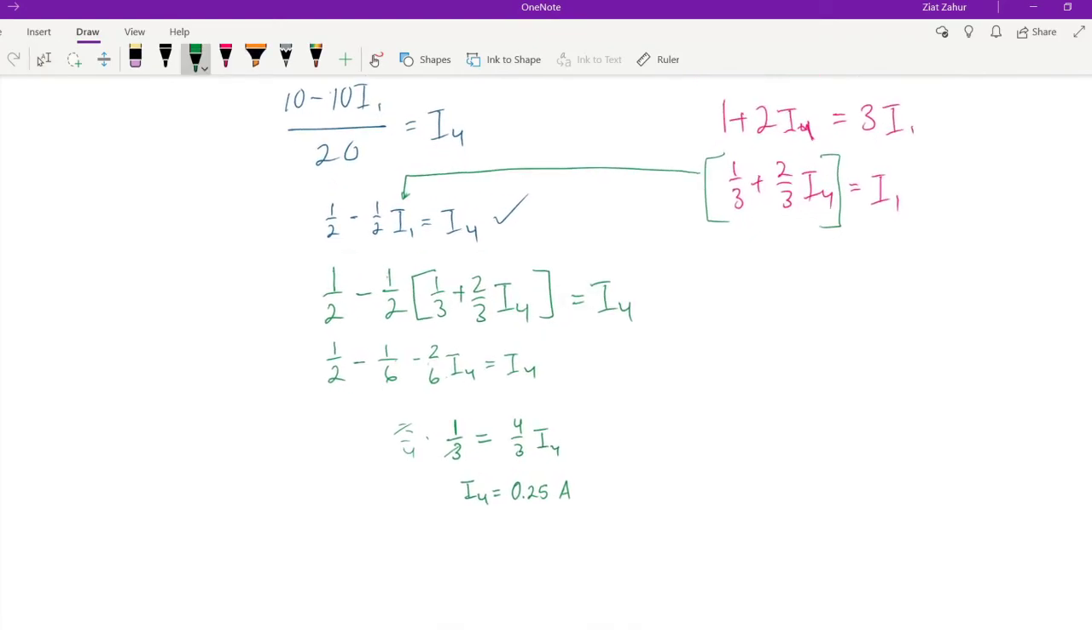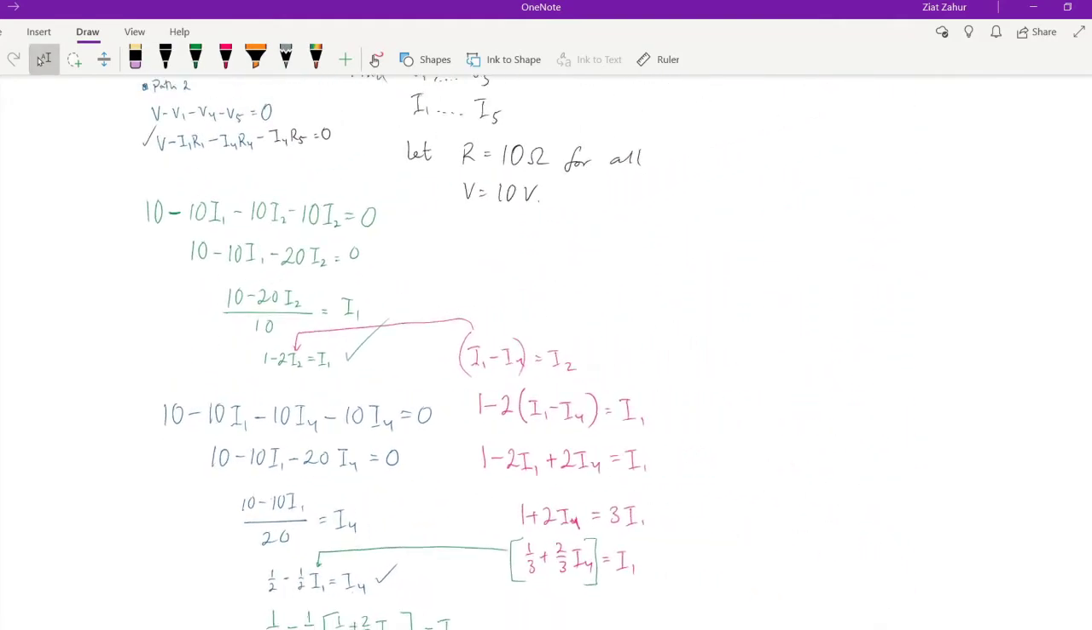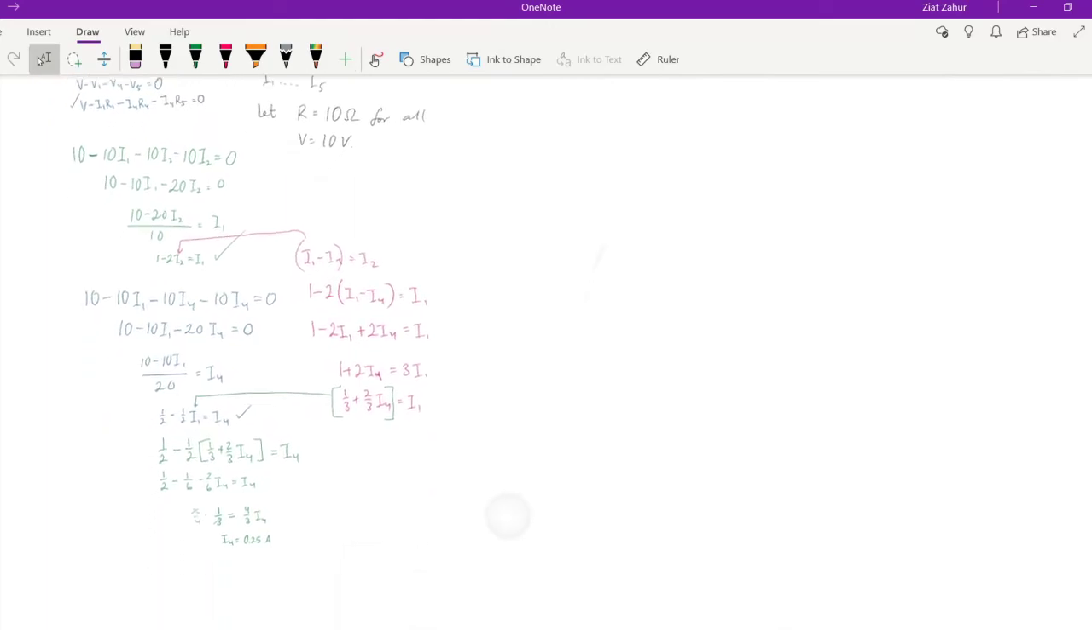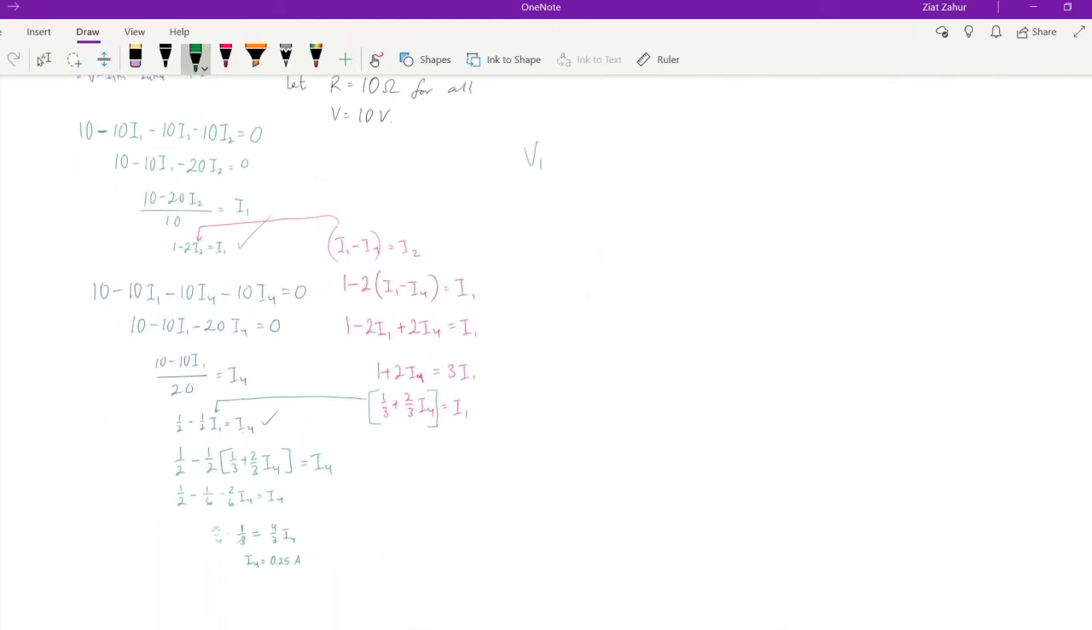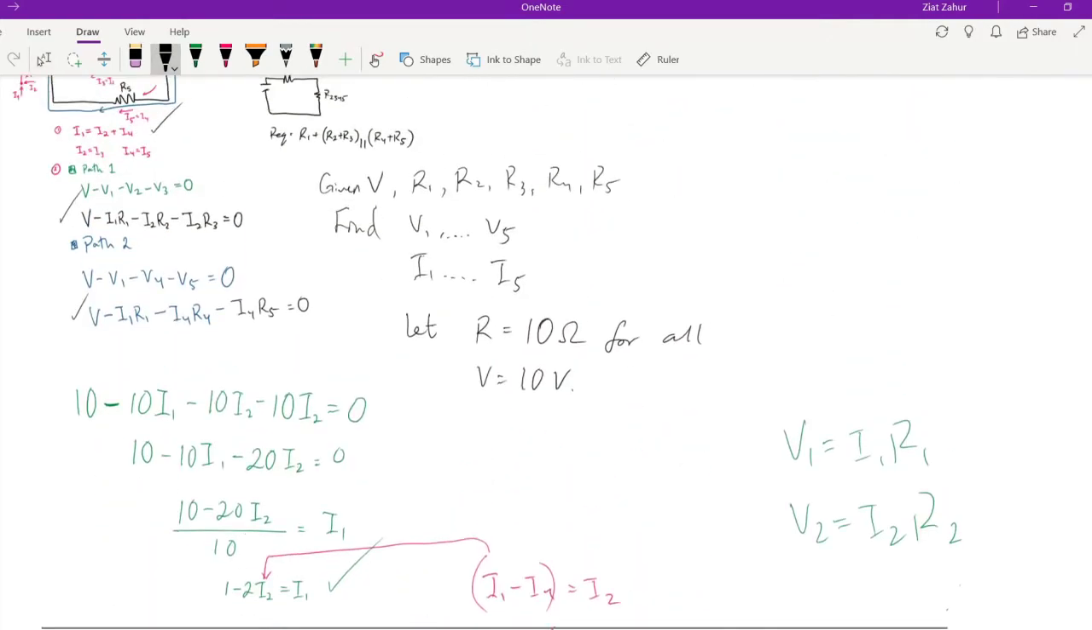Once you solve for I4, then you can plug it back into here, solve for I1. So 1/3 plus 2/3 of 0.25 gives you I1, and so on and so forth, and you just crunch out all the I's. Once you have all the I's, then you can do all the V's, where V1 is equal to I1 R1, V2 is equal to I2 R2, etc. So as soon as the first domino falls, the rest are pretty simple. Is there another way to solve this?